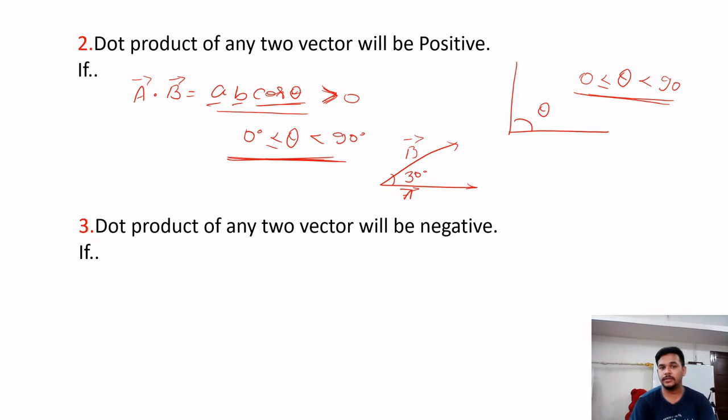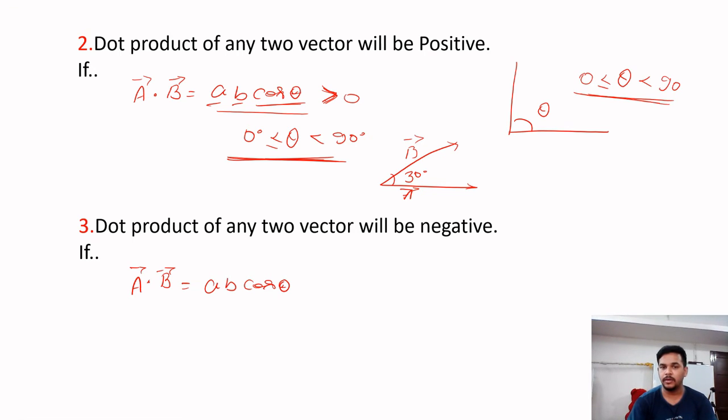Third special case: dot product of any two vectors will be negative. In this case we are saying the dot product of any two vectors will be negative. So again, let me write the dot product of any two general vectors a and b, so it will come a b cos theta.